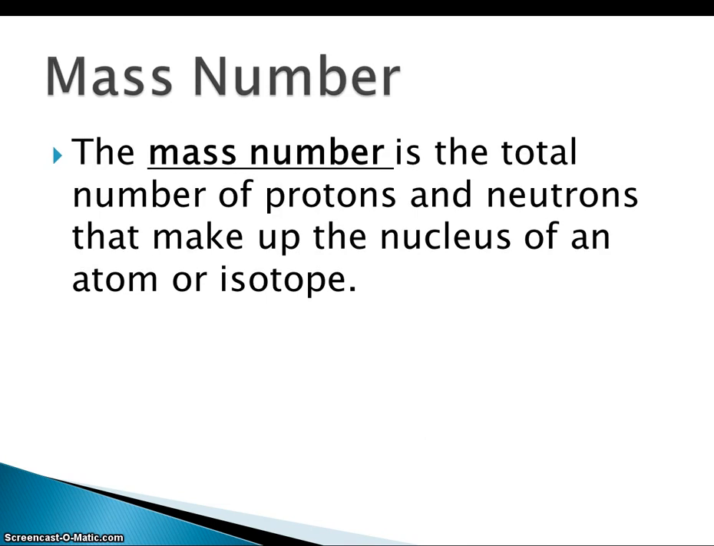And the mass number. The mass number is the total number of protons and neutrons that make up the nucleus of the atom or the isotope. So if you have 10 protons and 10 neutrons, your mass number would be 20. If you have 10 protons and 12 neutrons, your mass number would be 22.